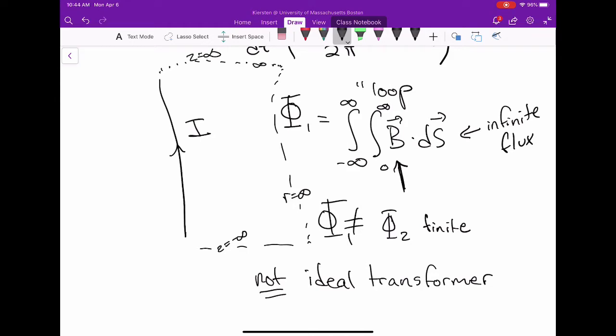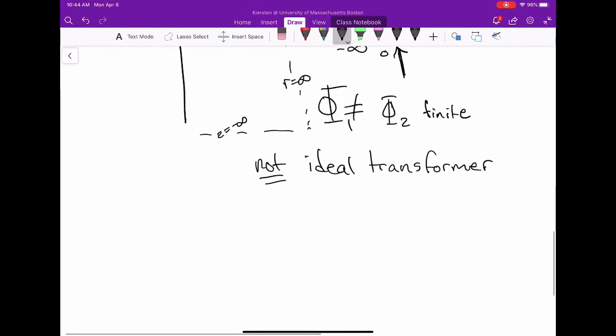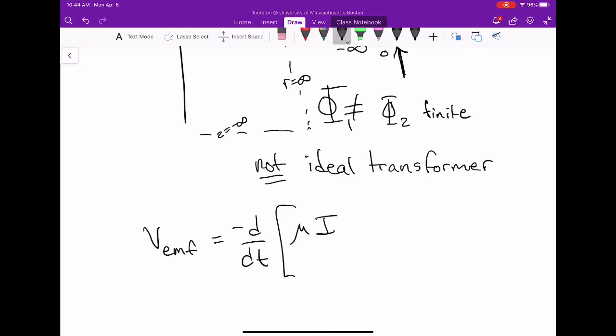However, it does have some interesting and important aspects of transformer problems, including this question of how much flux and what is the transformer EMF. So that's why we're doing this problem, even though it's not an ideal transformer. And we can find V_EMF. So previously we found that V_EMF is equal to minus the time derivative of mu I c over 2 pi. Remember, c was the z dimension of that toroidal ferrite core that they had, times the natural log of b over a, where b was the outer radius and a was the inner radius.